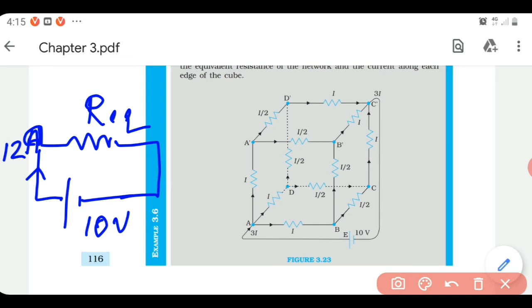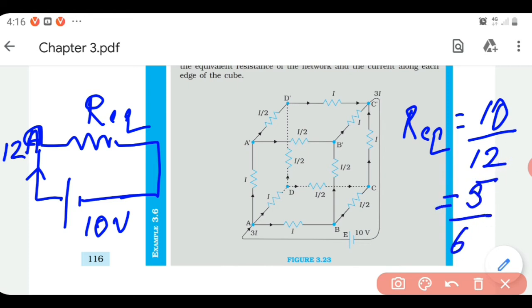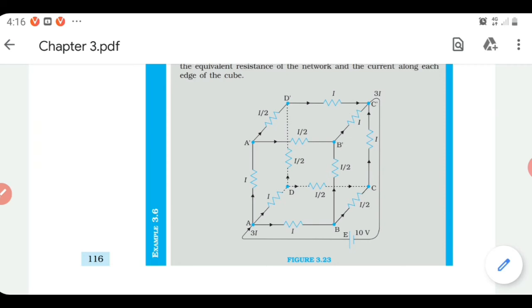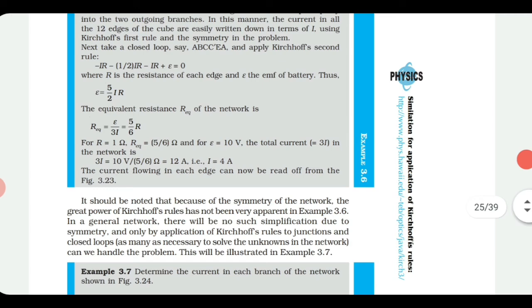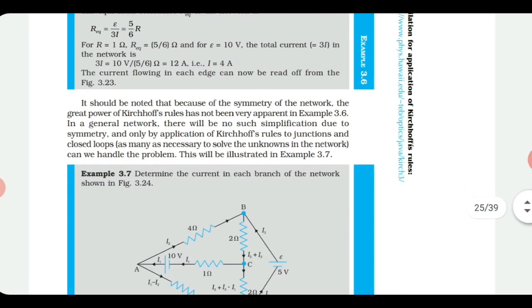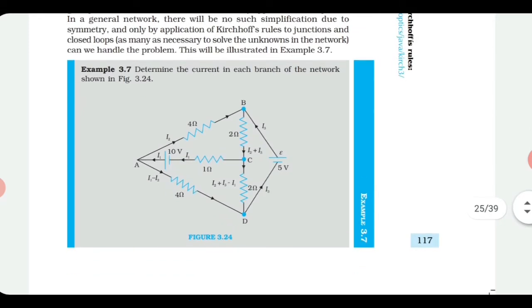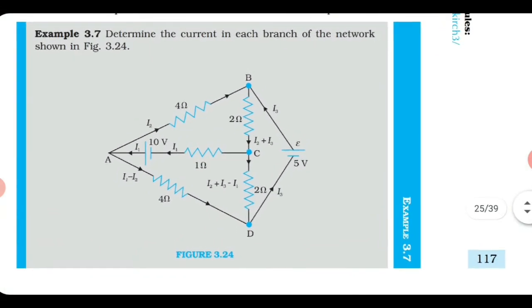So what will be R equivalent? R equivalent is very simple. R equivalent is equal to 10 divided by 12, that is, 5 by 6 ohm. So the equivalent resistance of the network is 5 by 6 ohm. That is the answer. In this simple way we can find the equivalent resistance. Even if the diagram looks complex, it is easy.